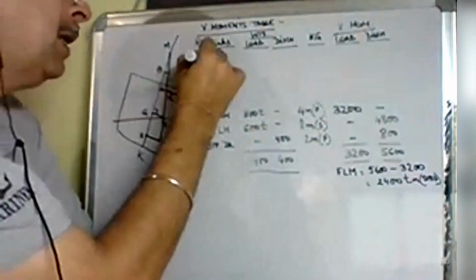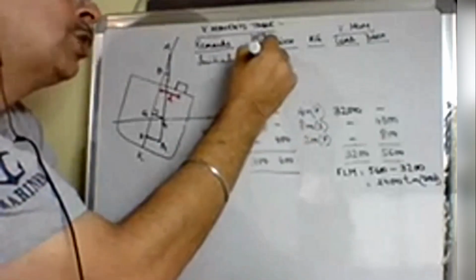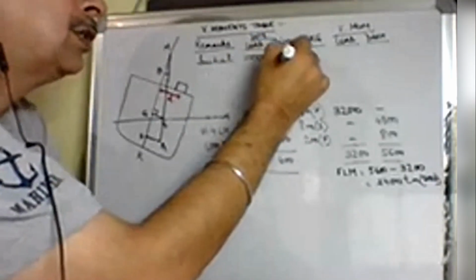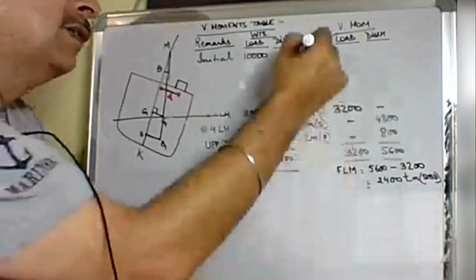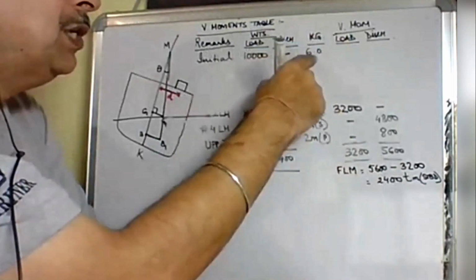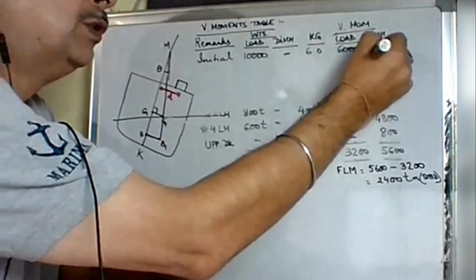First, the initial condition. My initial displacement of the vessel given to me in the question is 10,000 tons. Discharging is nil. Initial vertical moments KG is given to me as 6 meters. Weight into KG will give me vertical moment. That will be 60,000. Discharging will be nil.